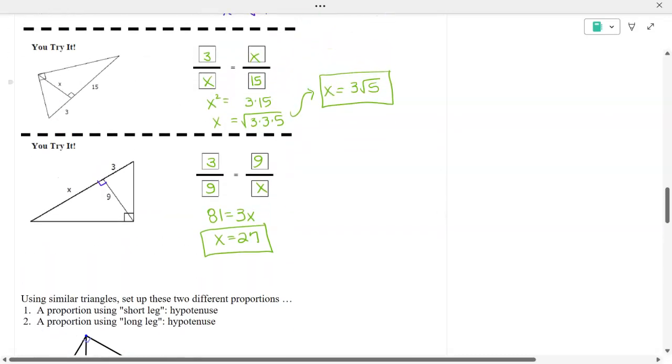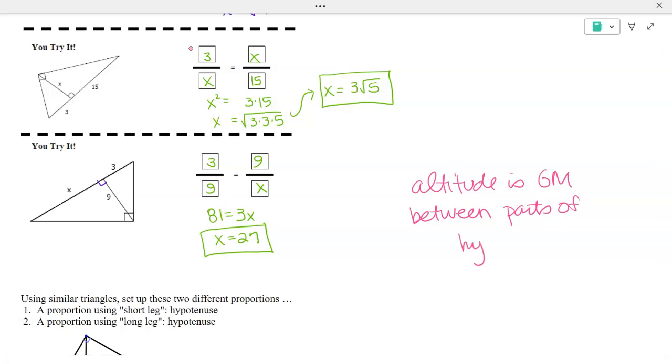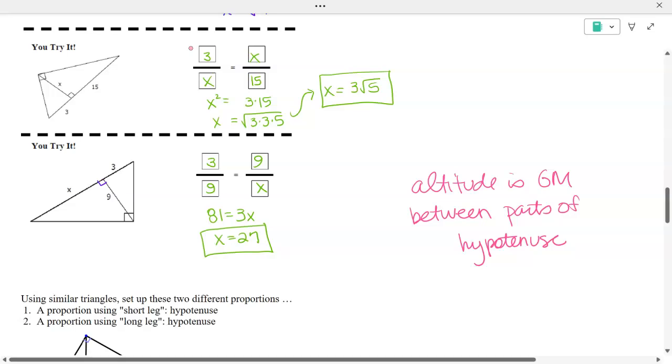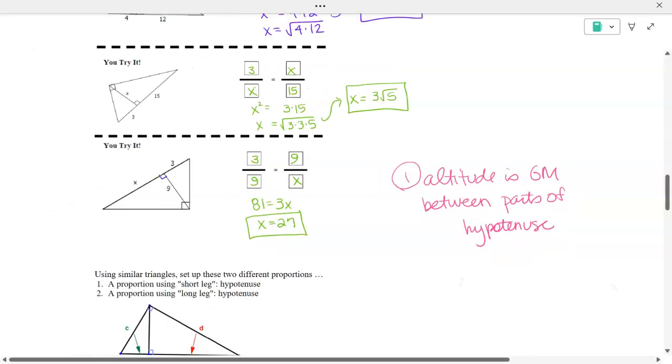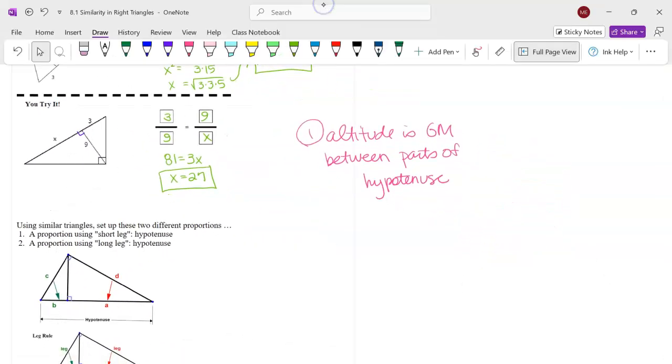Okay, so the first thing that we have found so far is that the altitude is the geometric mean, I'm going to just abbreviate that, GM, between the parts of the hypotenuse. Okay, so the altitude is the geometric mean between the parts of the hypotenuse. Okay, so that's one proportion that we know, and we're going to learn a second one right now.